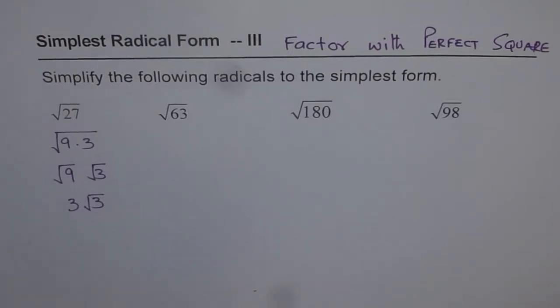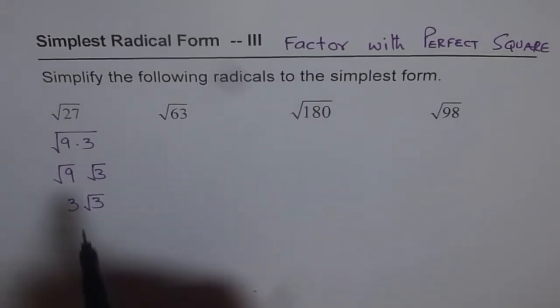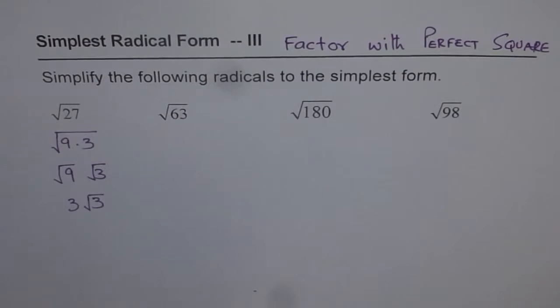Can we simplify it any further? Not at all. Square root 3 is a number which is a prime number which has got only 1 and 3 as their factors, and none of them is a perfect square. Okay, so that is the simplest form. How about square root of 63? Let's do that one now.